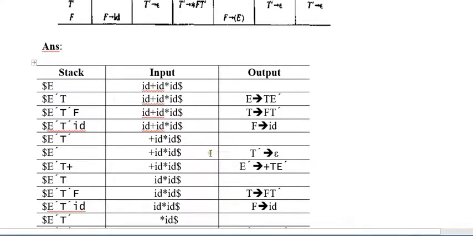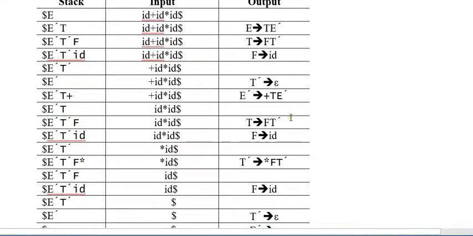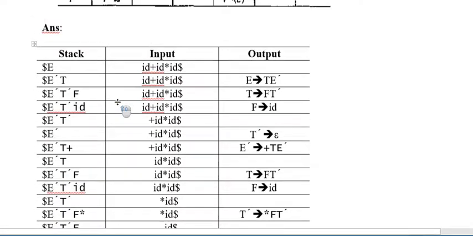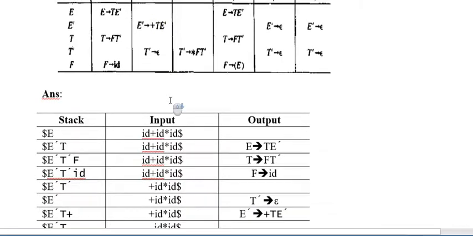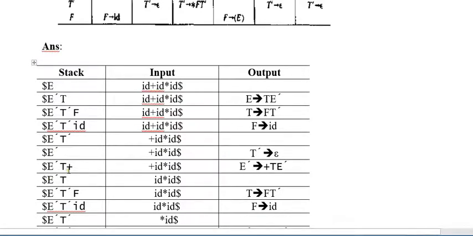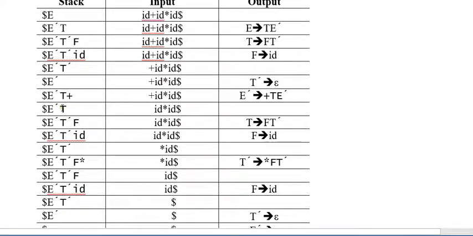Then T' is replaced by epsilon. Here T' can be replaced by epsilon. Then we will have E' T plus. How does it come? It comes from this section. E' tends to plus T E'. So we replace this E' with this production. So now we will remove the plus sign, and then the stack will be E' T, then id into id $, and output is null.